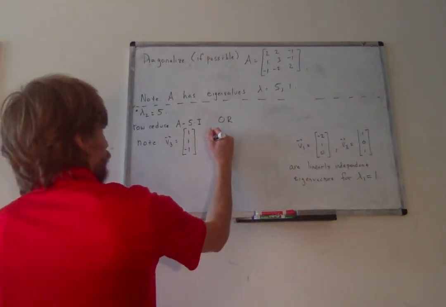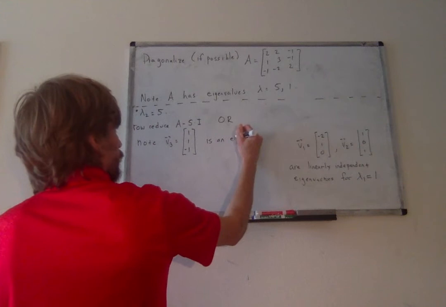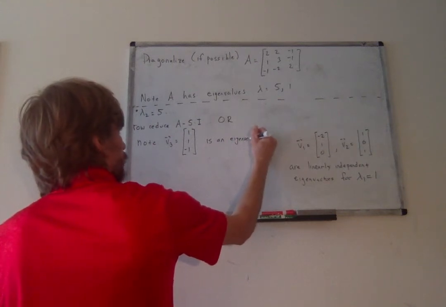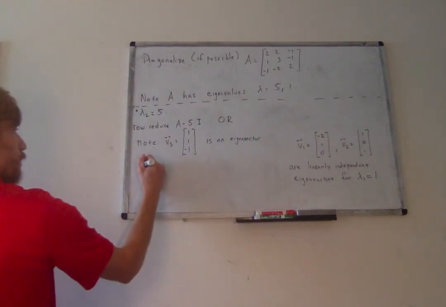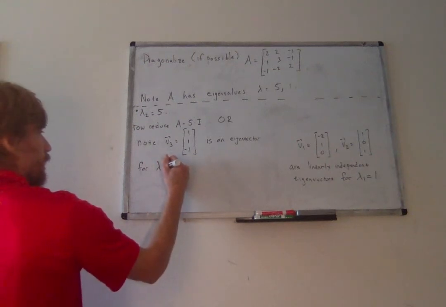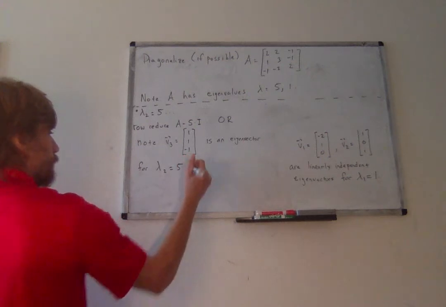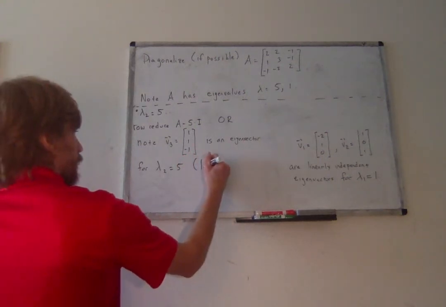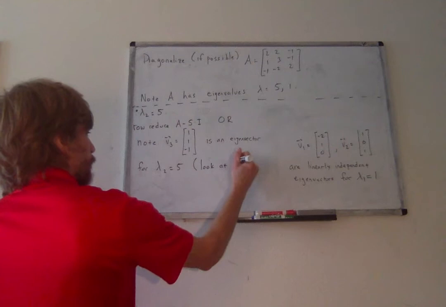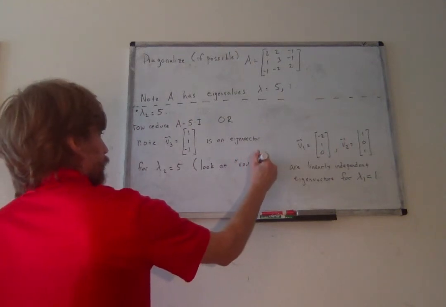And so this is an eigenvector for lambda 2 is equal to 5. And I'll say look at "row sums", and I'm going to put row sums in quotes because it's not exactly row sums.